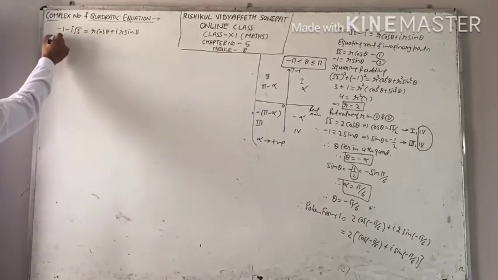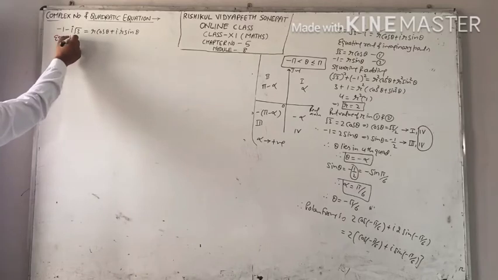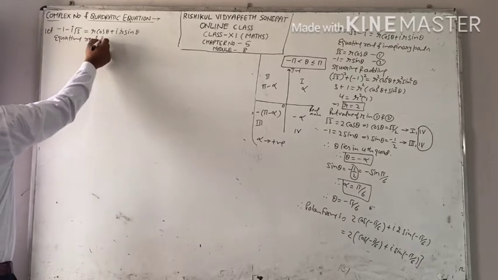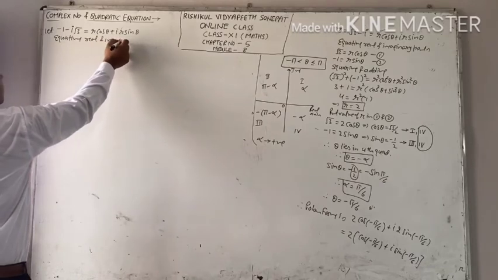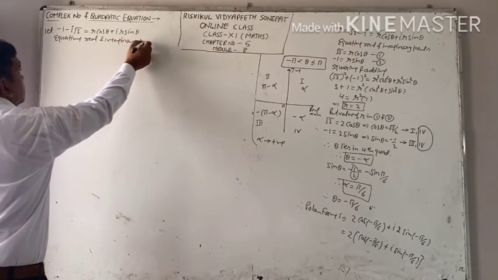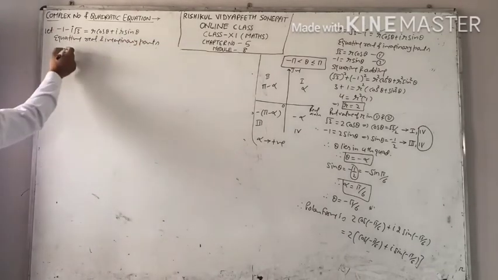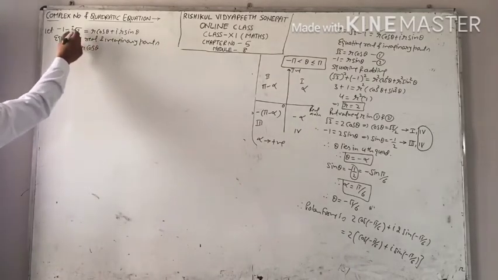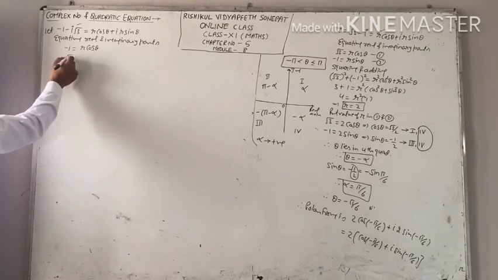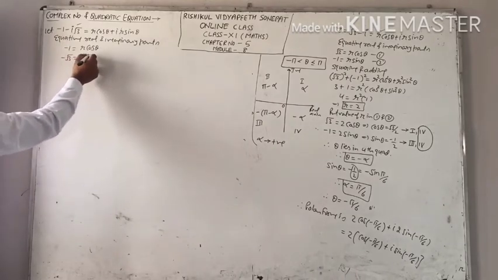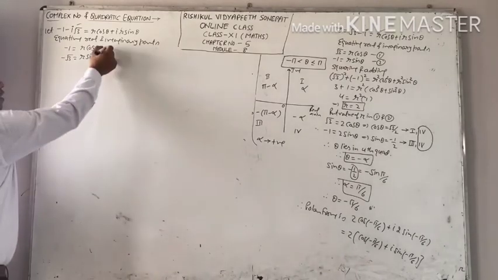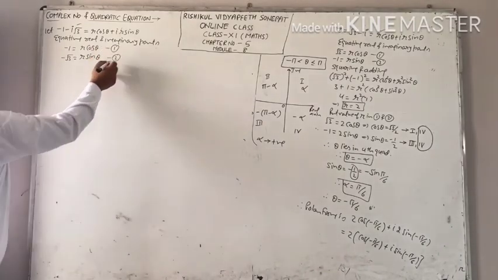First step, equating real and imaginary parts. What is the real part? -1. Here the real part is r cos theta. Imaginary part is minus root 3. Here the imaginary part is r sin theta. Right? Say this is equation number 1 and this is your equation number 2.